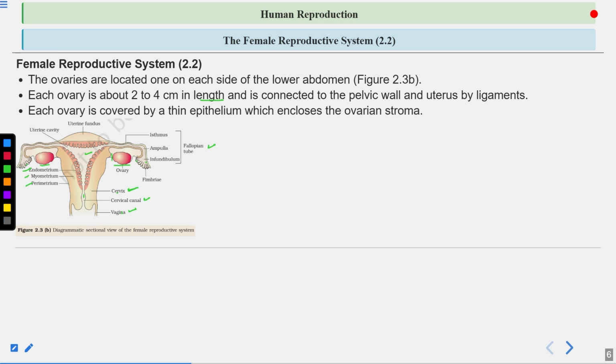If we talk about the fallopian tube, there are 3 parts of the fallopian tube: infundibulum, ampulla, and isthmus. There are certain finger-like projections on the infundibulum known as fimbriae. We'll talk about all of this now. We will understand the functions and the parts of the female reproductive system now.